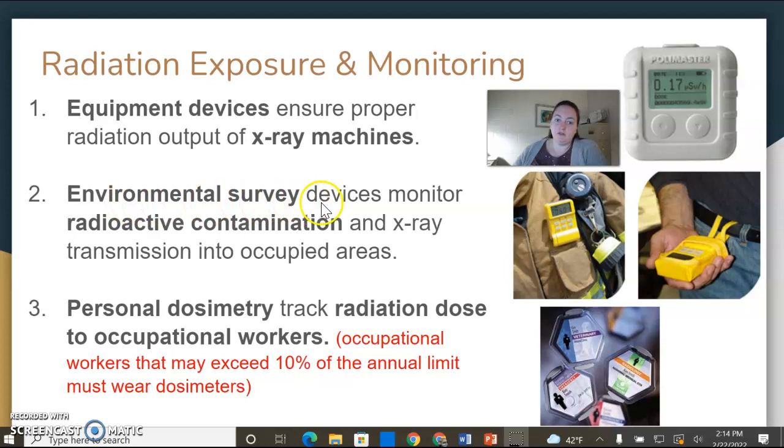There's environmental survey devices that monitor radioactive contamination or transmission into occupied areas. So, if that were to happen, or a hazardous material type situation. And then personal dosimetry is going to track radiation dose to occupational workers, so that's us. The occupational workers that may exceed 10% of the annual limit must wear a dosimeter.